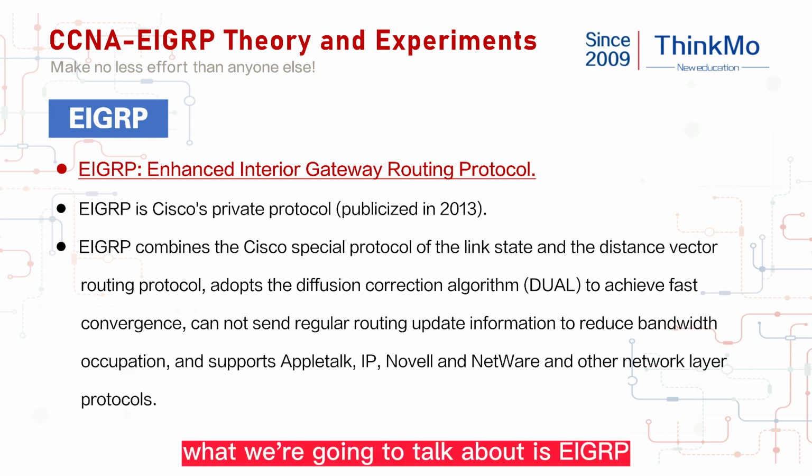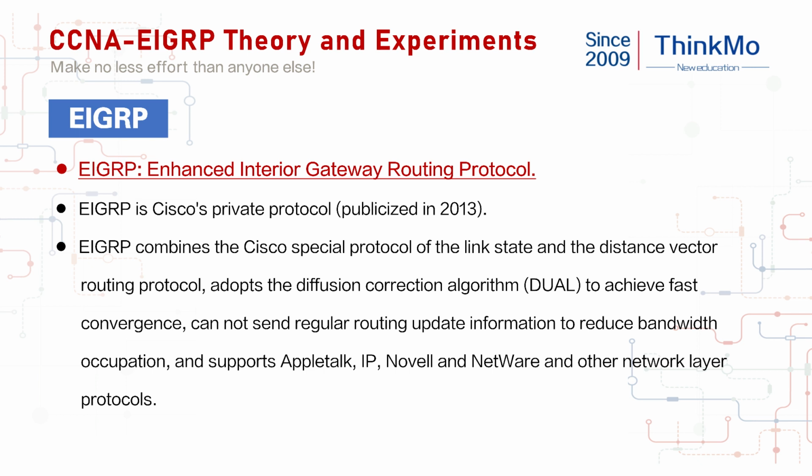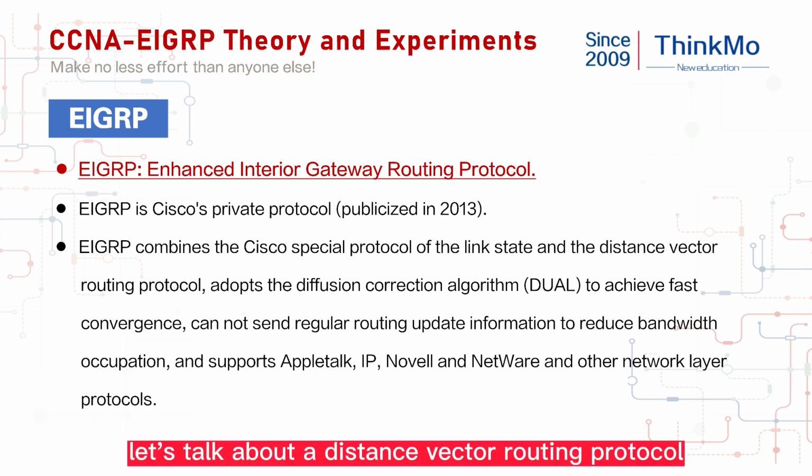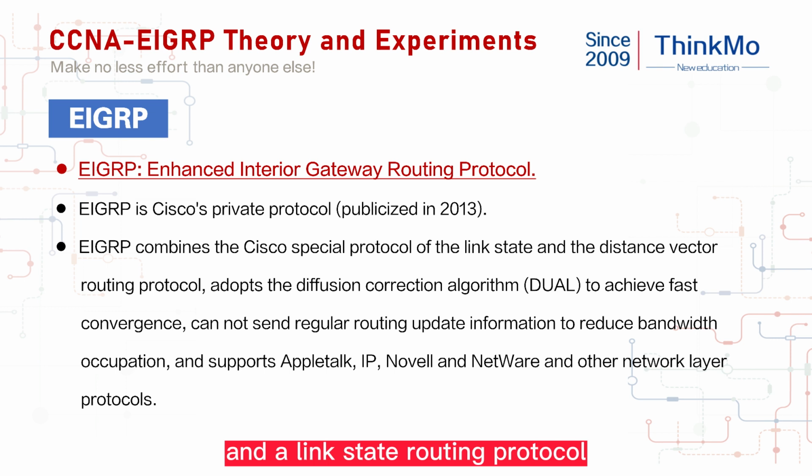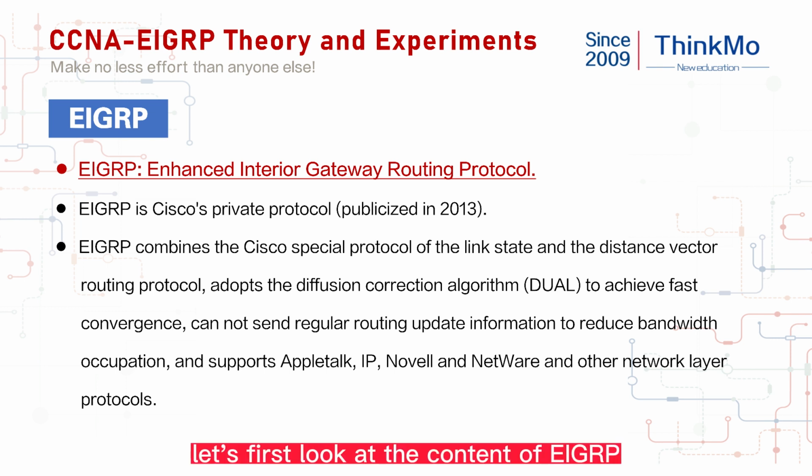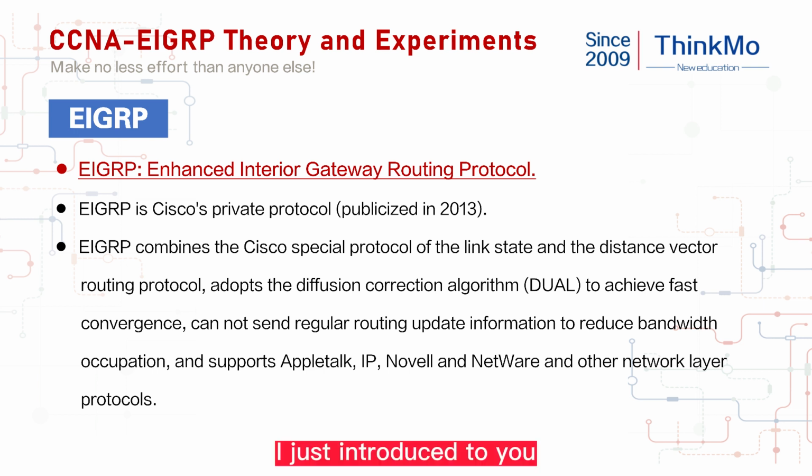Next, what we're going to talk about is EIGRP. That is the first dynamic routing protocol we touched throughout the NA phase. Same, let's talk about a distance vector routing protocol and a link state routing protocol. Let's first look at the content of EIGRP. I just introduced to you that it is also an IGP protocol, Interior Gateway Routing Protocol, also used inside an AS.